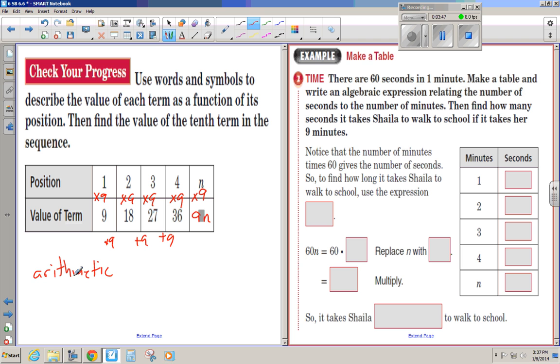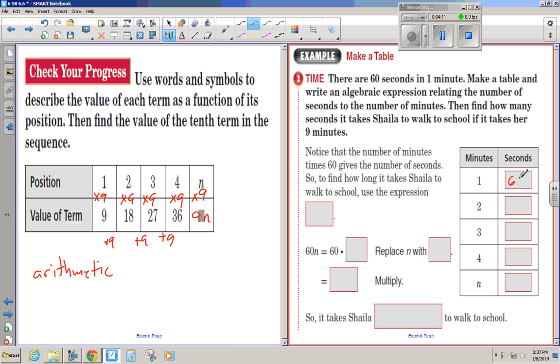All right, let's make a table. There are 60 seconds in a minute. Make a table and write an algebraic expression relating the number of seconds to the number of minutes. Then find how many seconds it takes for Shyla to walk to school if it takes her 9 minutes. Notice that the number of minutes times 60 gives the number of seconds.